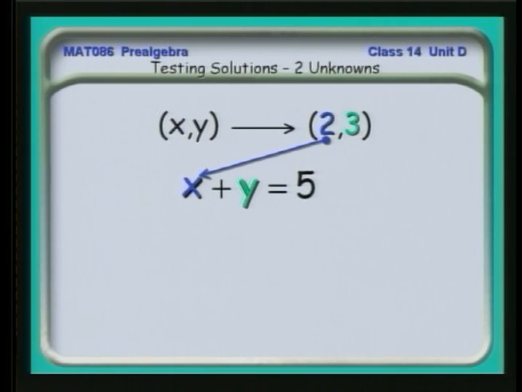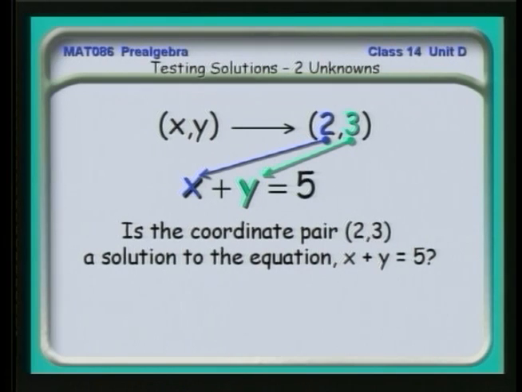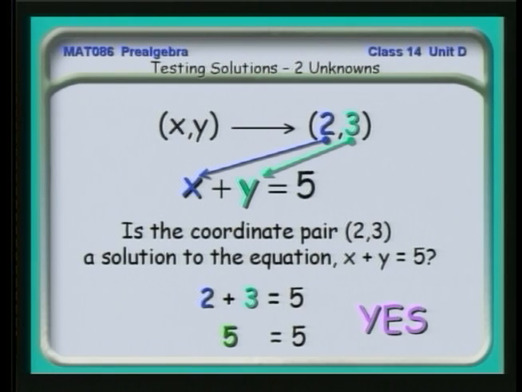I'm going to do that. I'm going to substitute 2 for x and 3 for y and test to see whether the pair 2, 3 is one of a possible multitude of solutions for x plus y equals 5. I substitute that in, 2 plus 3, 2 for x, 3 for y, and sure enough, 5 equals 5. So I would say that yes, the coordinate pair 2, 3 is a solution to that equation.